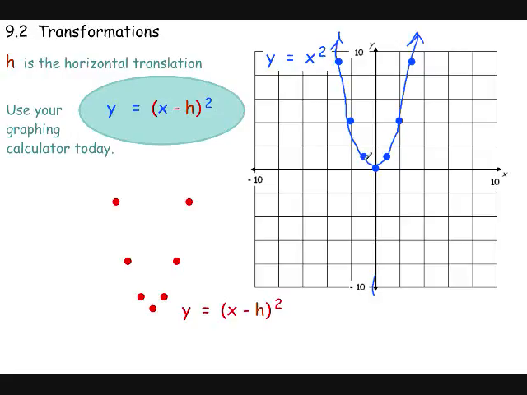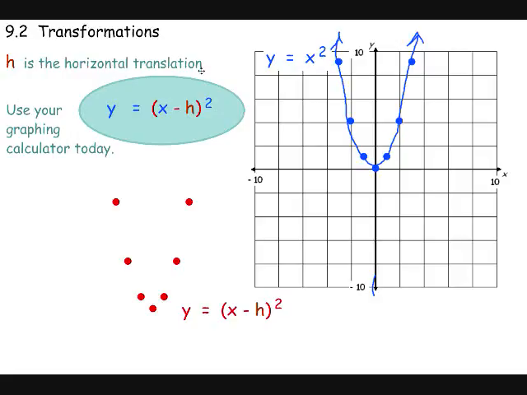This is characteristic of an even function, isn't it? I go over 2, the graph goes up 4. I go back 2, the graph goes up 4. How about 3? 3 away from the vertex, I'm going up 9. 3 away from the vertex in the negative direction, still going up 9. This is the parent graph, one that you should try to memorize.